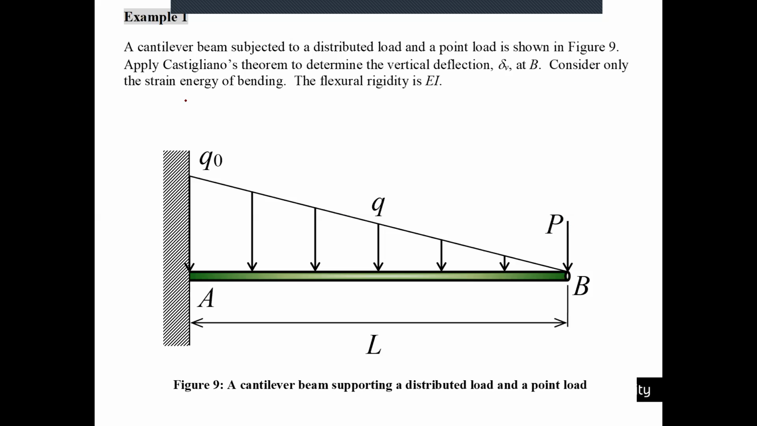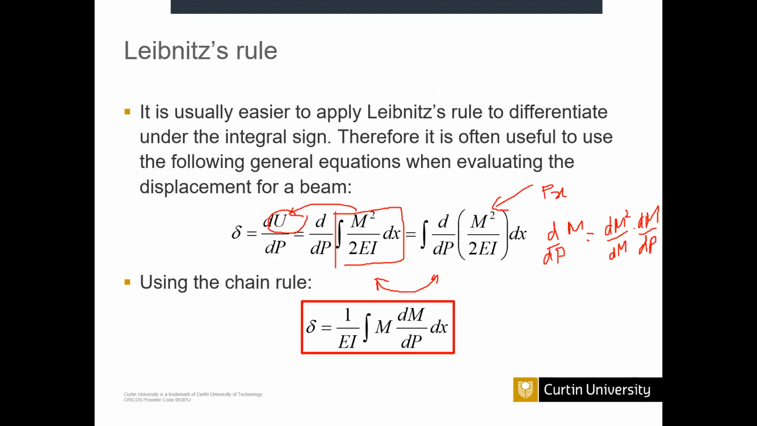Consider only the strain energy of bending. The flexural rigidity is EI. Normally we call E times I the flexural rigidity of the material. It is the material constant. It will vary with the cross section, but we call it flexural rigidity, EI. EI is the constant thing. Normally, if they provide the flexural rigidity as some value, you can substitute that EI value in here.